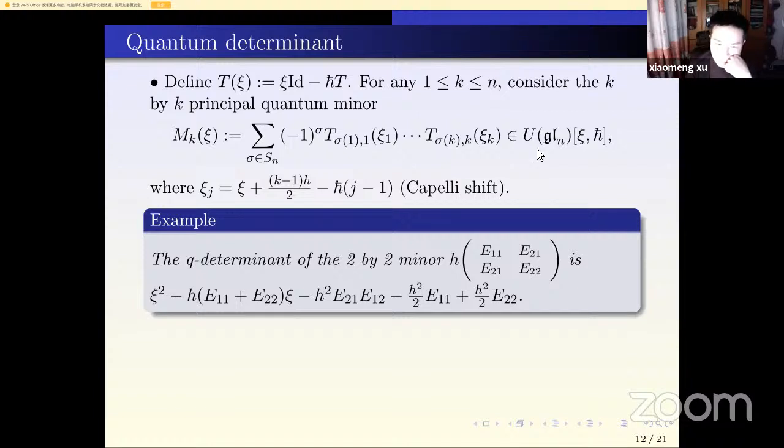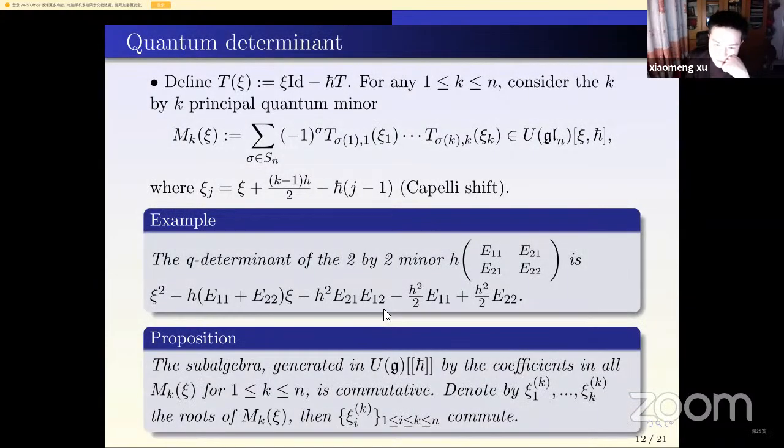And the well-known fact is that, recall that when I talked about this 2x2 case, I said that the coefficients of this quantum determinant commute with each other. And this is a well-known fact. Actually, for any k, the coefficients of this principal quantum minor commute with each other. And if you collect all these coefficients for all the k, they generate a maximal commutative subalgebra, the so-called Gelfand-Zeitlin subalgebra of U(gl_n). Furthermore, here we denote by κ1 up to κk the roots of these quantum principal minors. And then all these roots commute. As before, these roots may not live inside U(gl_n), but live inside some split extension.